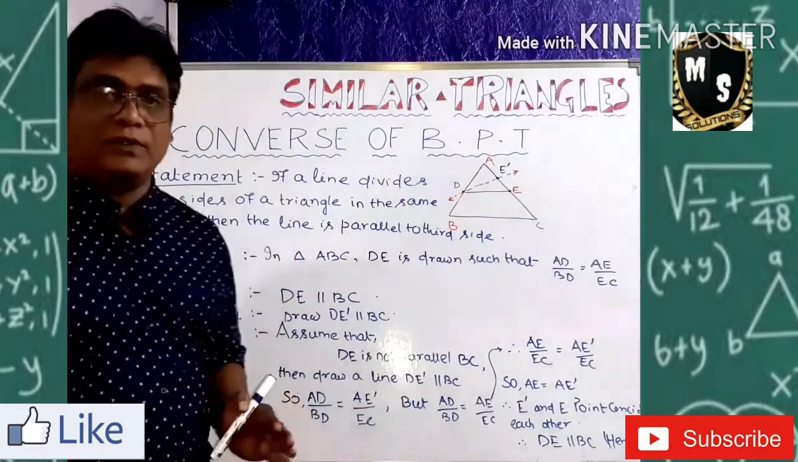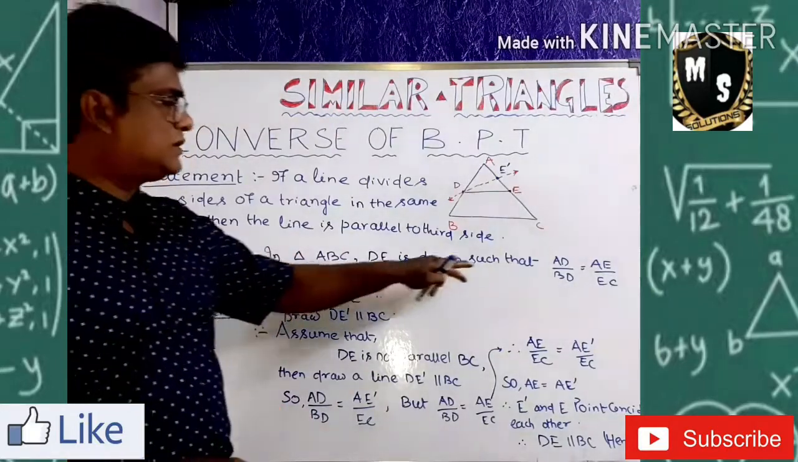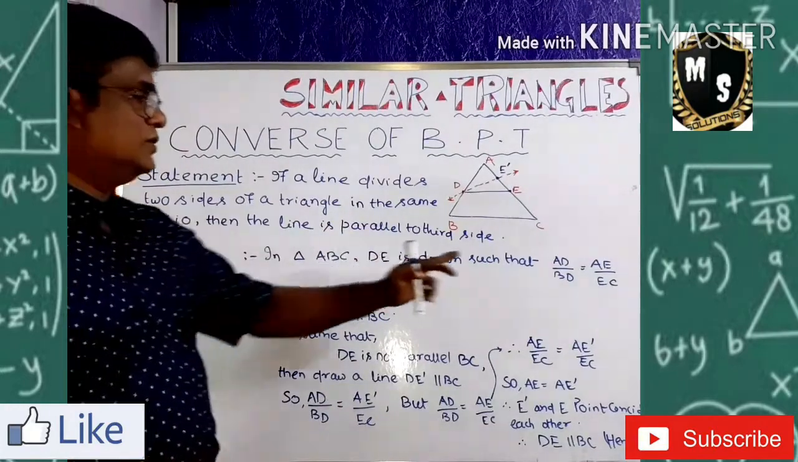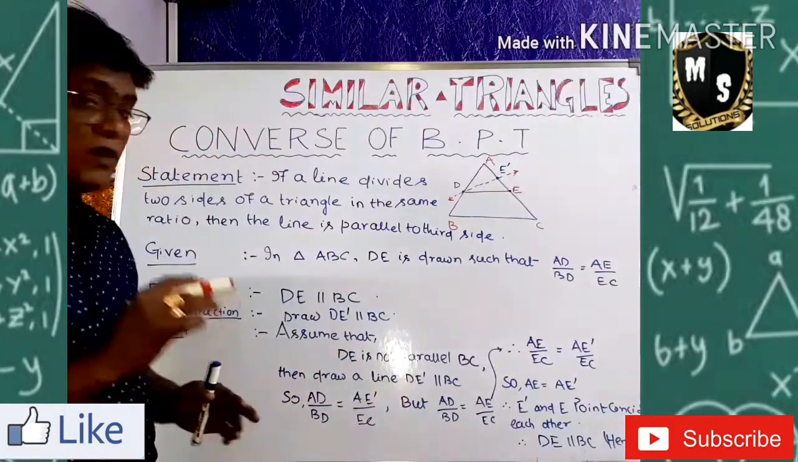How to go for the proof. So what is our given? Given is D is drawn such that it divides the other two sides in the same ratio. So AD by BD equals AE by EC. That is my given. Now what do I construct?